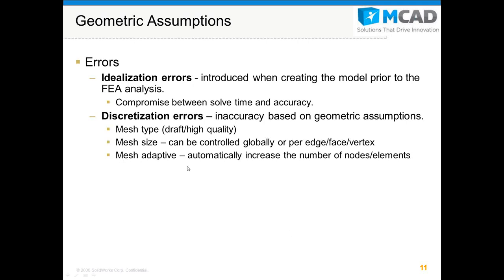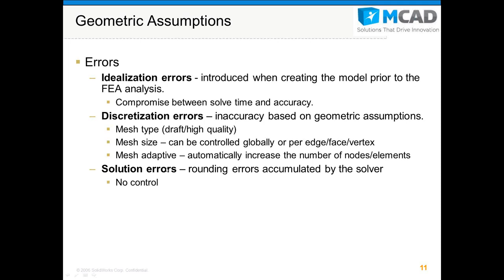Now, there are some things that can help you to cut down on these automatically. So I put this bullet point in here for an adaptive mesh. There is an option in there to automatically control that mesh size based on, from solve to solve, what the difference in accuracy is. And then solution errors. Of course, this is something that we can't control, based on just rounding errors within the solver.